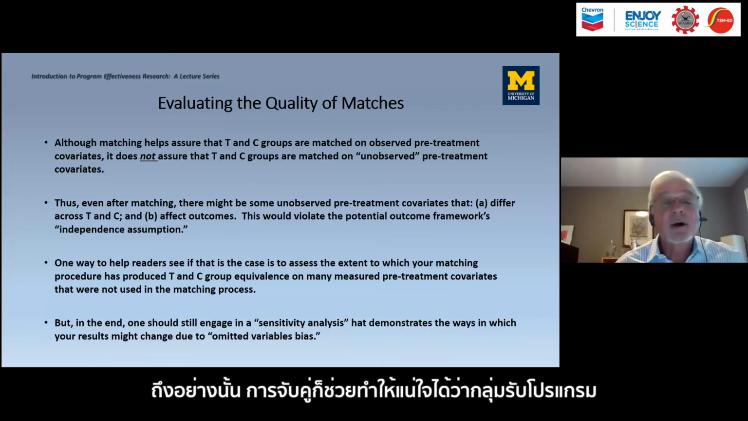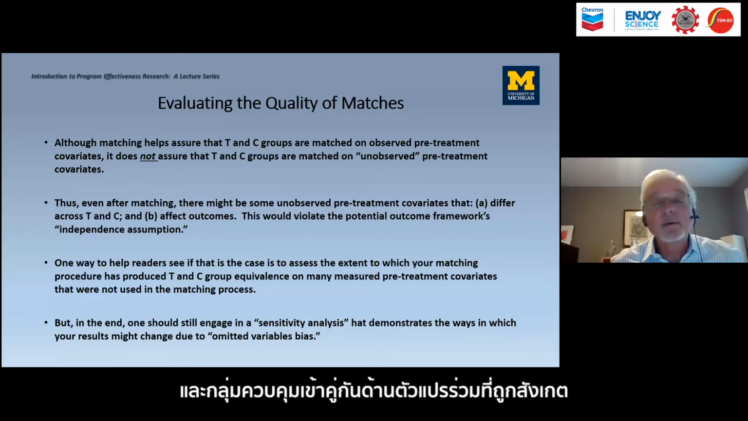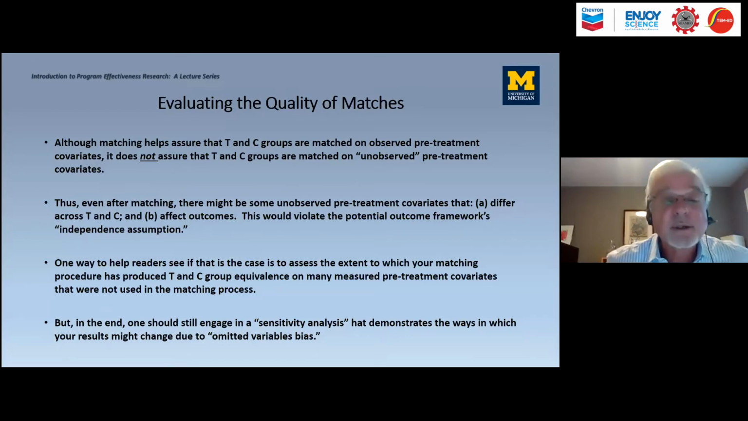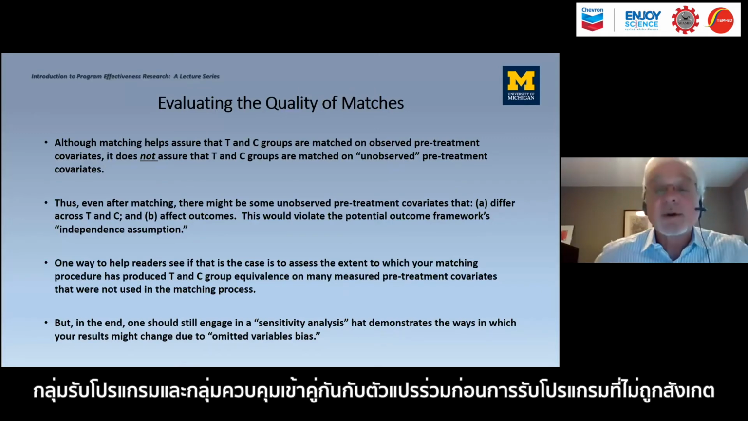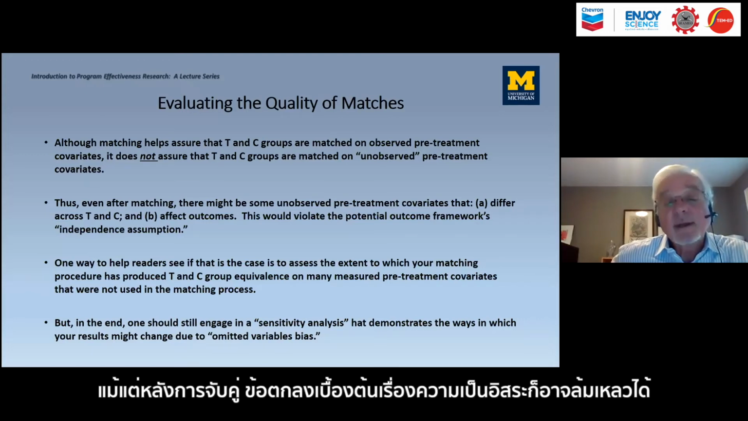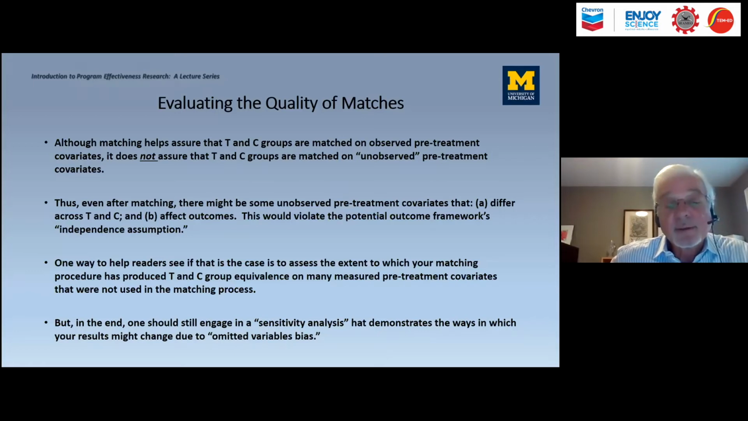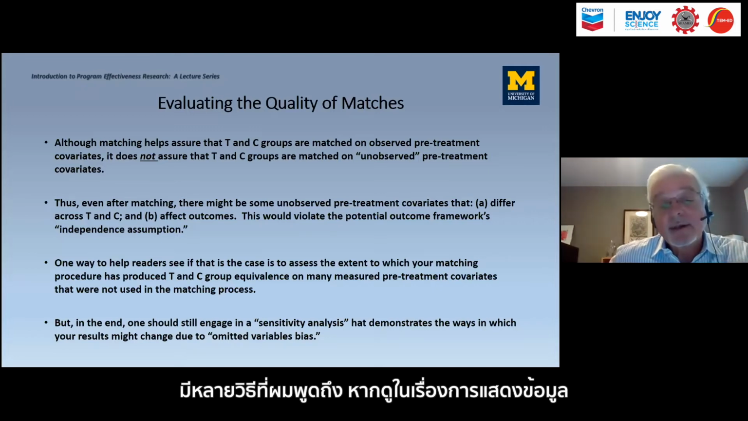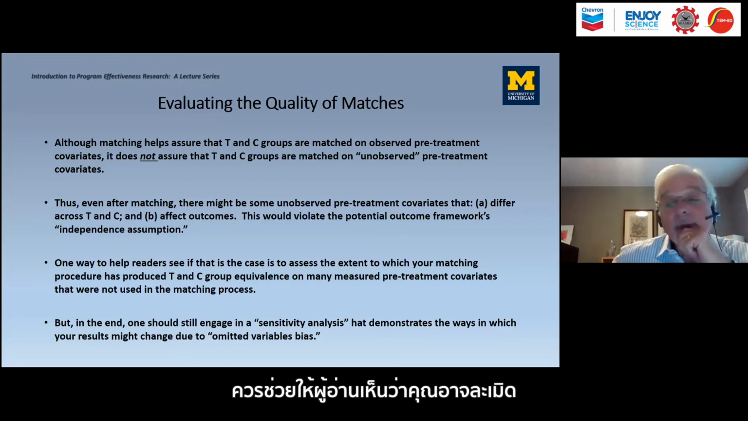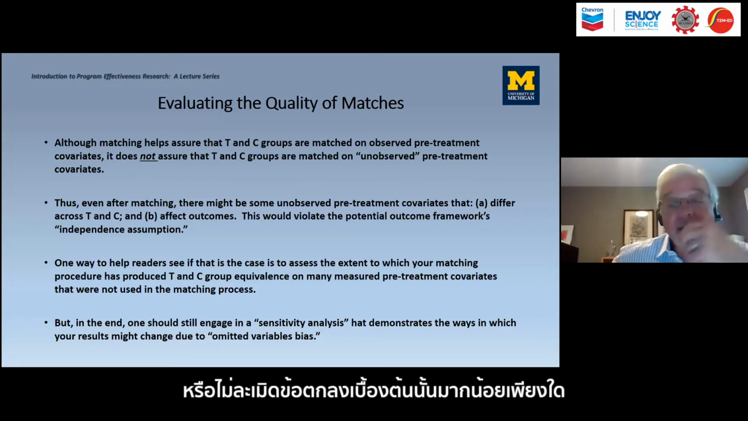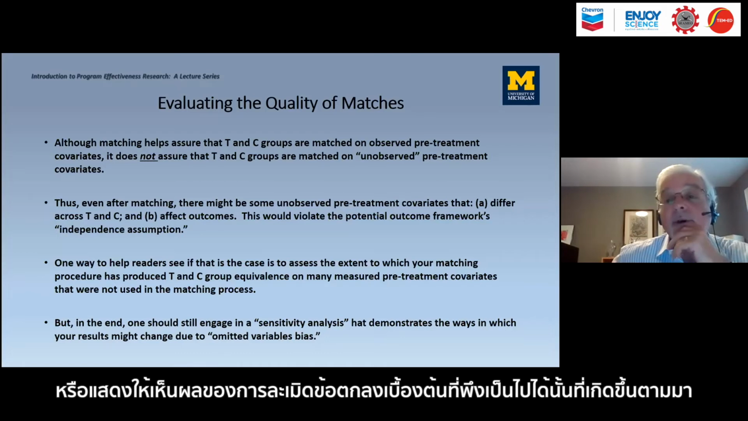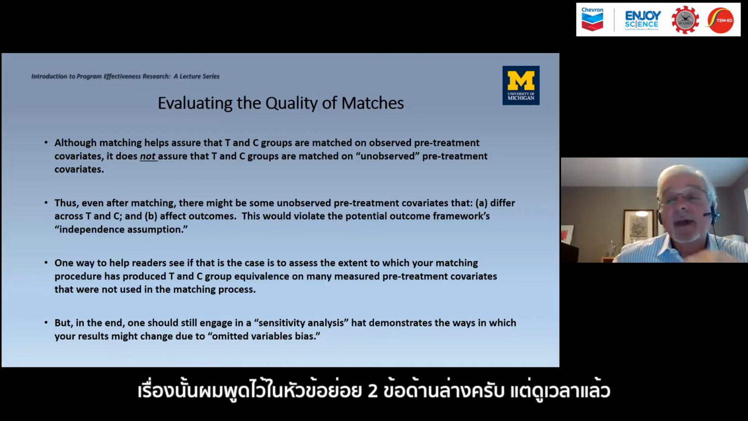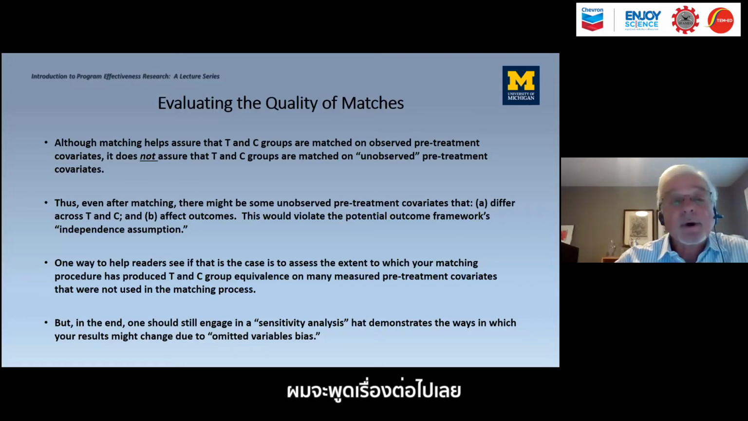Now, again, although matching helps assure that treatment and control groups are matched on observed covariates, it doesn't assure that these groups are matched on unobserved pretreatment covariates, so that even after matching, there could still be a failure of the independence assumption. Now, there are various ways that I discuss, but in the interest of helping readers see the extent to which you may or may not have violated that, or showing them the consequences of potential violation of that, that's discussed in the 2 bullets below. But in the interest of time, I'm going to move on.